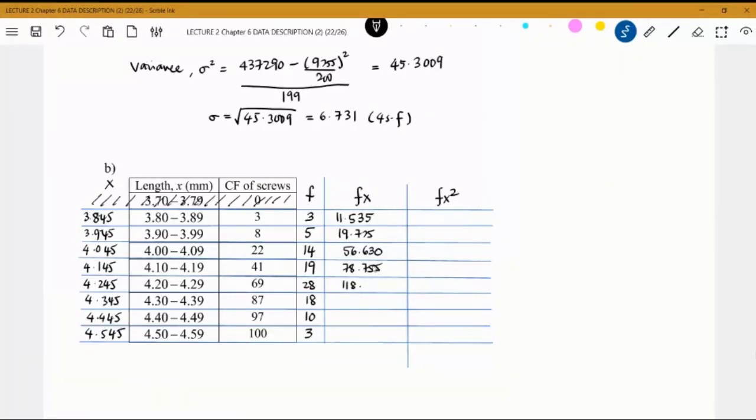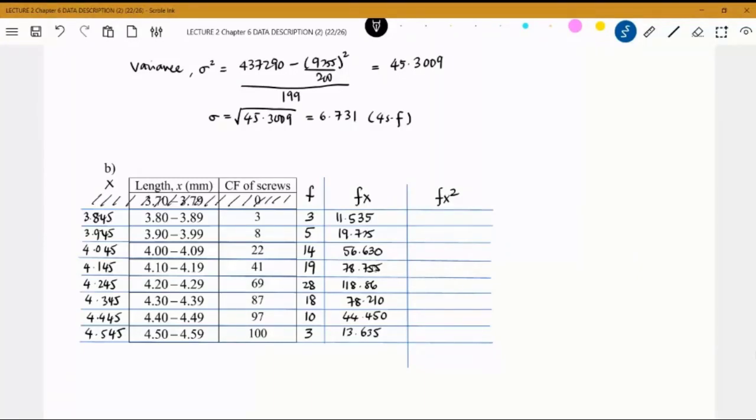And then here 118.86, 78.210, 44.450, isn't it? Yeah, Miss. Okay, and then the last one will be 13.65. Okay, finding the sum.